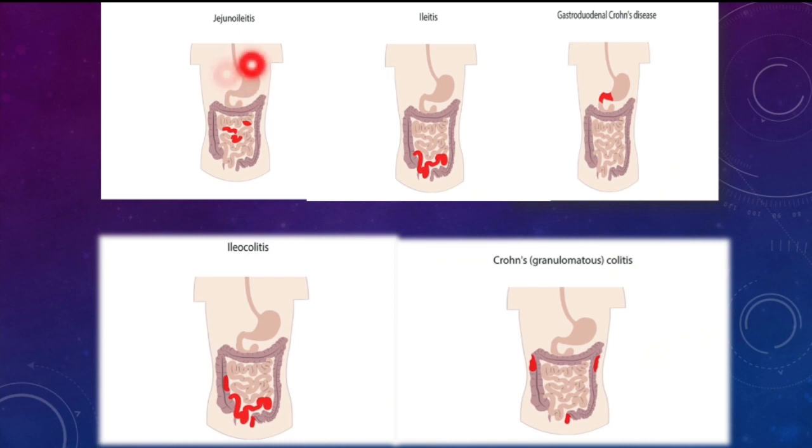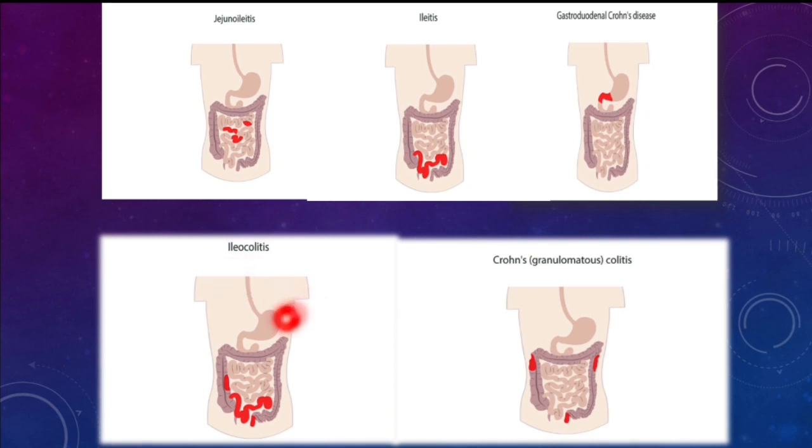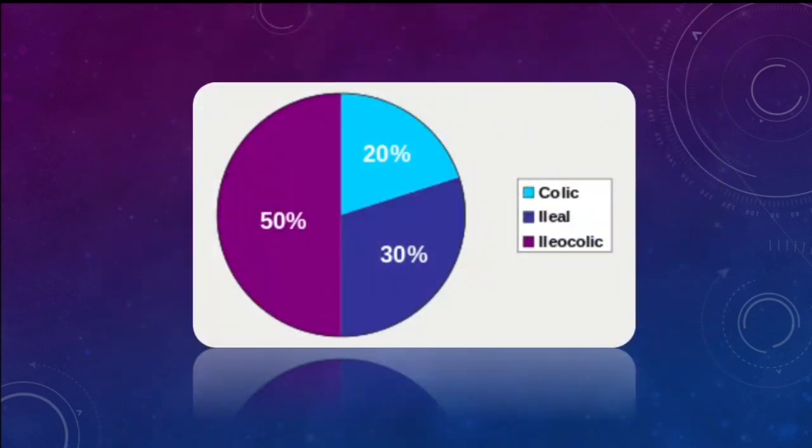First, we have jejunoileitis. Here we can see a part of the jejunum and the ileum is affected. Here we have ileitis, as a part of the ileum is affected. And we have gastroduodenal Crohn's disease. We can see a part of the stomach is affected. And we have ileocolitis. Here part of the ileum and the colon is affected. And we have Crohn's colitis. Parts or segments of the colon are affected. The most affected area by Crohn's disease is ileocolic, followed by ileal, and lastly colic.